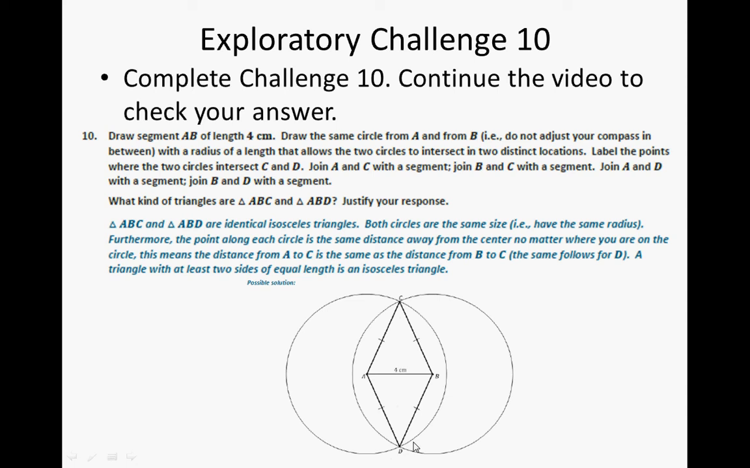So this is what is meant by construction. Using basic tools, like first starting off with measuring 4 centimeters, and then using our compass to draw the two intersecting circles, we have created, without even having to measure, but just by the laws of what a circle is, two congruent isosceles triangles.